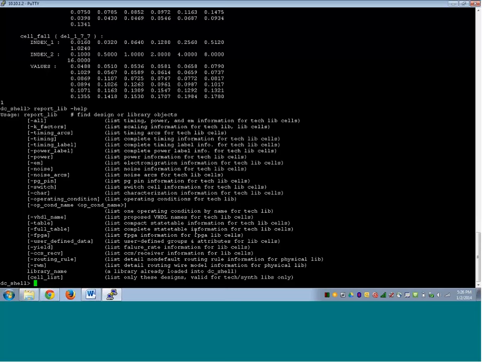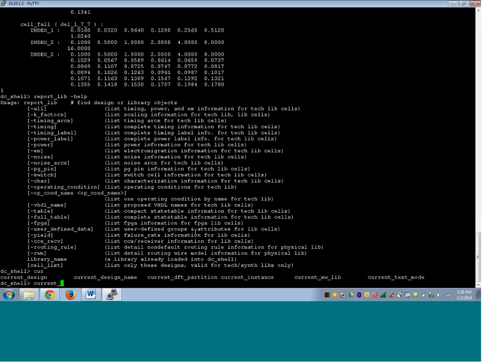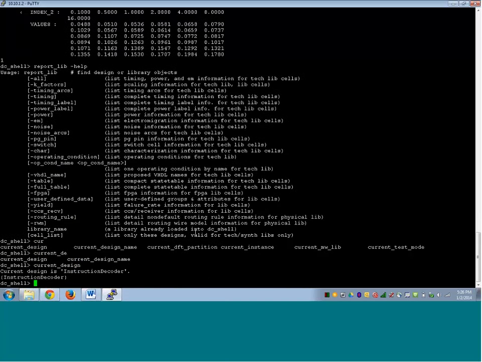Now we read in the RTL, we read in one file, and DC elaborated that. By default, DC sets the current design to whatever design we elaborated. This is the elaborated instruction decoder, and DC sets the current design to instruction decoder. Now if you want, you can just give a compile command and see what happens.